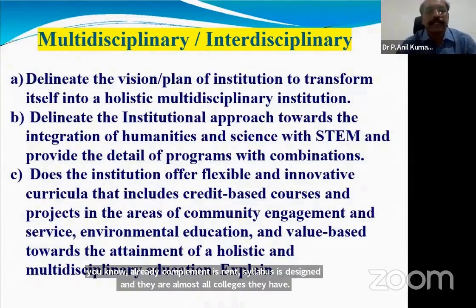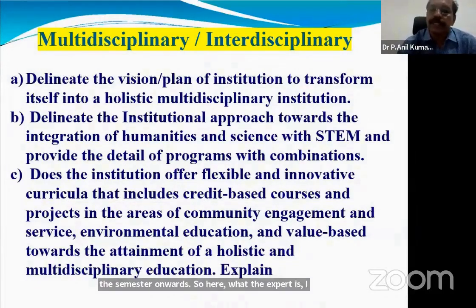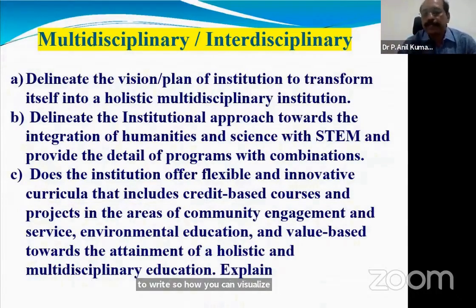So here, what the expert expects is that you have to delineate the vision plan of the institution to transform itself into a holistic and multidisciplinary institution. That is a must. And you have to write these. These are all qualitative metrics. For the qualitative metrics, you have to write this documentation. You have to write and document in a very lucid way, almost 500 words in a paragraph. So how can you visualize this plan for the institution? I think most of the colleges are simply introducing this multidisciplinary and interdisciplinary approach under the single major system.